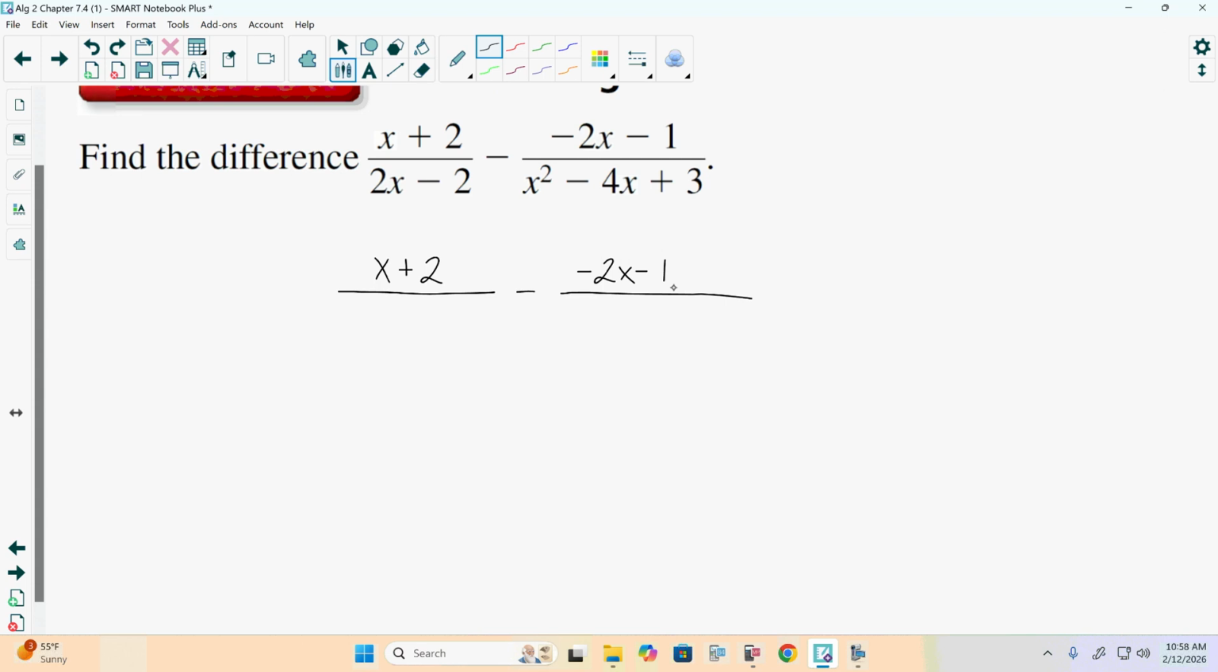Now with the denominator on the left, we have 2x minus 2. Is there a greatest common factor between these two terms? Yes, it is 2. If we factor the 2 out of 2x, we get x. We factor the 2 out of 2, we get 1. And it stays x minus 1, the minus stays, because we're not factoring out a sign.